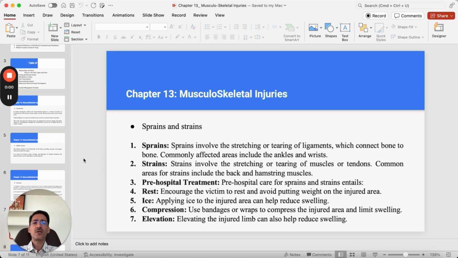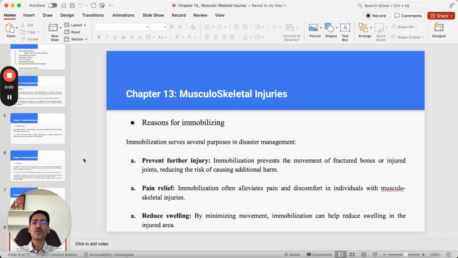Pre-hospital treatment. Pre-hospital care for sprains and strains entails rest. Encourage the victim to rest and avoid putting weight on the injured area. Ice. Applying ice to the injured area can help reduce swelling. Compression. Use bandages or wraps to compress the injured area and limit swelling. Elevation. Elevating the injured limb can also help reduce swelling.